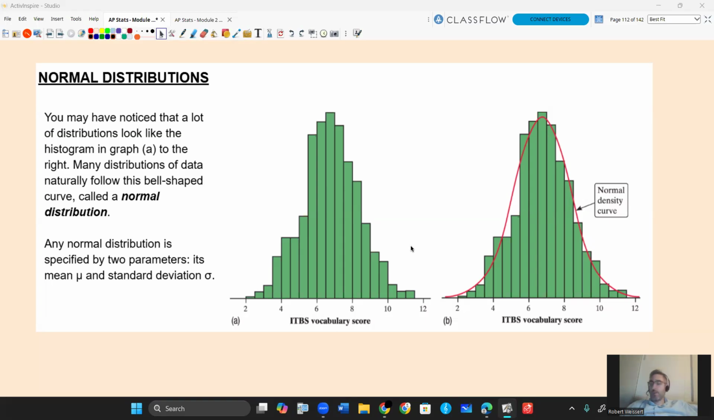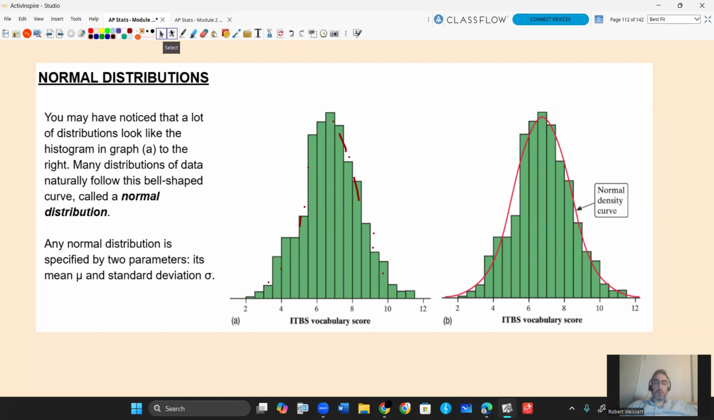This is going to be talking about normal distributions, what they are, just a little bit of an introduction to them. You may have noticed distributions that have this classic bell-shaped curve. And a lot of them, especially when you have a large number of data points, tend to have a really tall peak in the middle and it kind of evens out. And if you draw a curve over it, it's a very nice looking distribution. In fact, we call that a normal distribution.